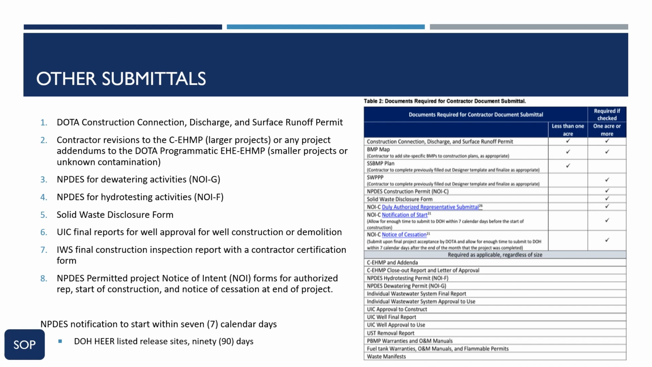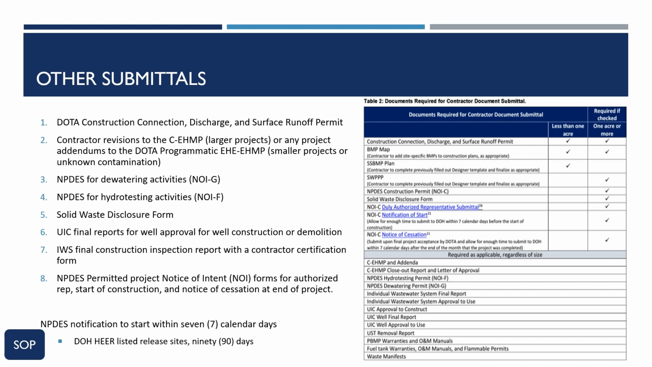Other common submittals. In addition to the BMP map and SWIP, or SSBMP plan, other common submittals include the following. 1. DOTA construction connection, discharge, and surface runoff permit. 2. Contractor revisions to the site-specific construction environmental hazard management plan, or CEHMP for larger projects, or any project addendums to the existing DOTA environmental hazard evaluation, environmental hazard management plan, or EHE/EHMP for smaller projects or unknown contamination.